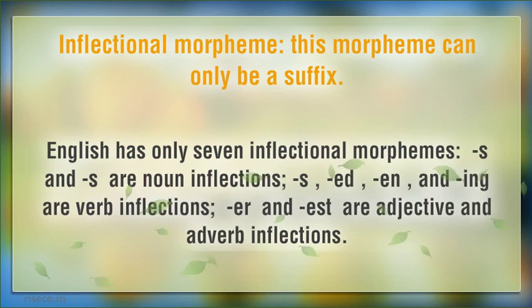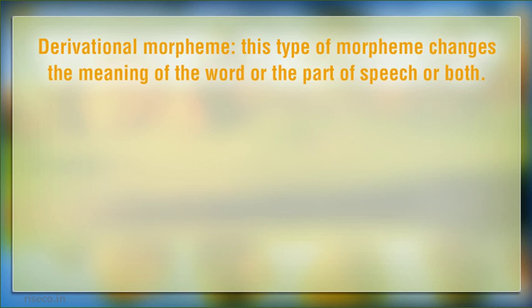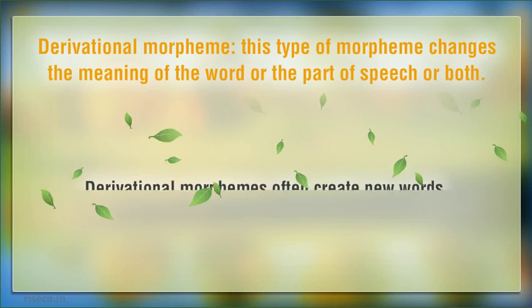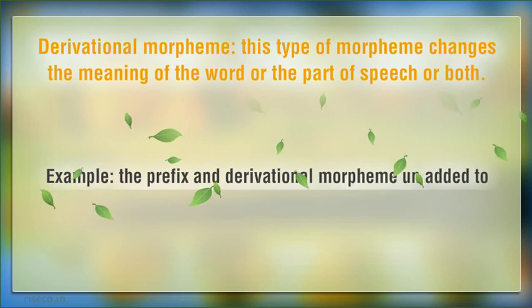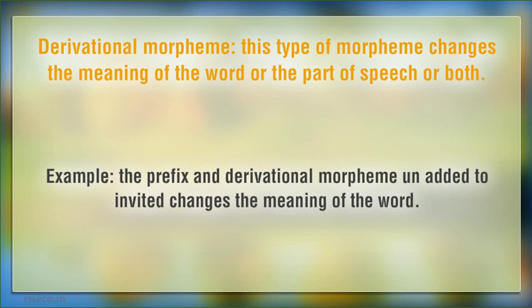English has only 7 inflectional morphemes. 's and s are noun inflections; s, ed, en, and ing are verb inflections; and er and est are adjective and adverb inflections. Derivational morpheme, this type of morpheme changes the meaning of the word or the part of speech or both. Derivational morphemes often create new words. Example, the prefix and derivational morpheme un added to invited changes the meaning of the word.